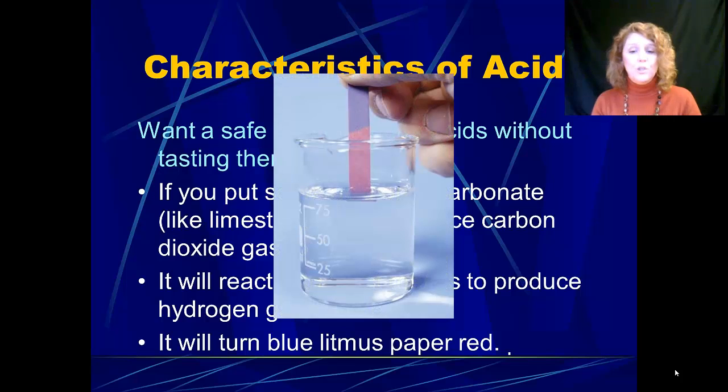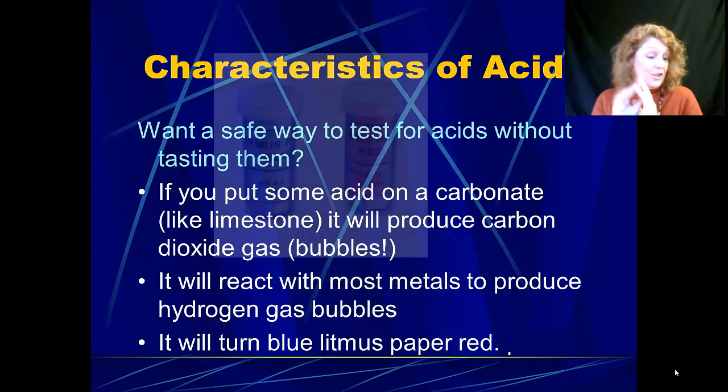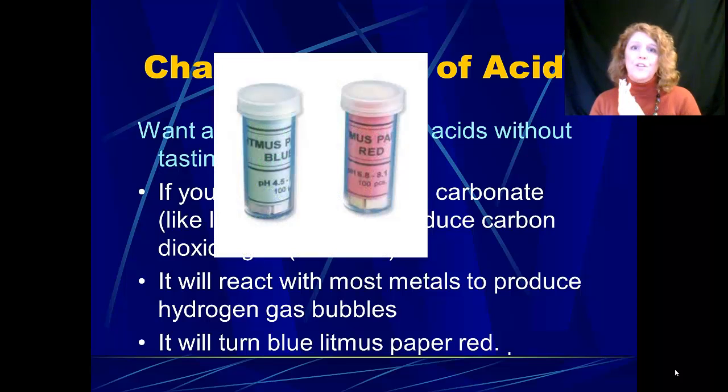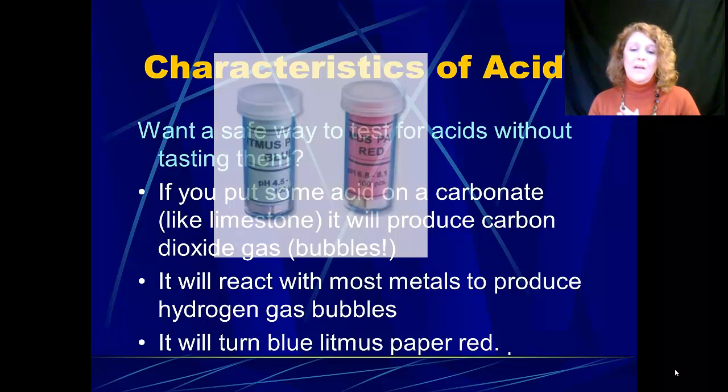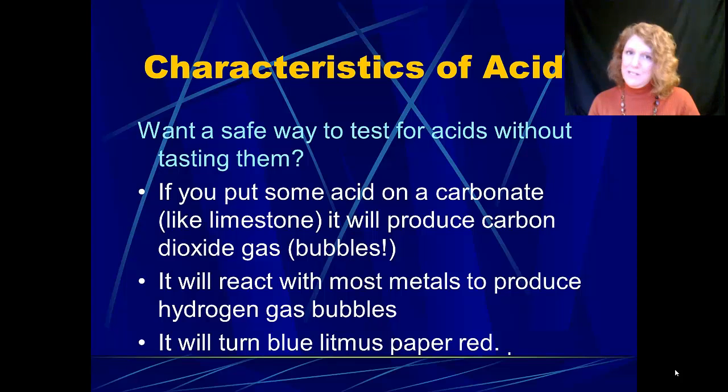And it will turn blue litmus paper red. And this is the easiest and the cheapest way to figure out if it's an acid or not. And I've got lots of blue litmus paper, and we can test them out on stuff.